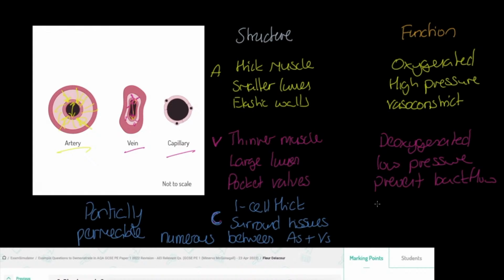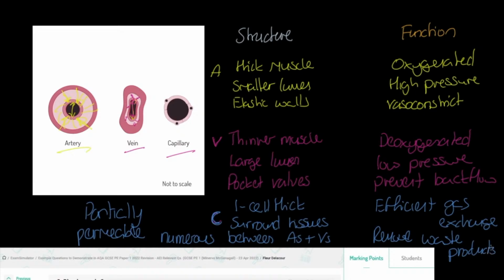Second, the function of these things, we get efficient, and I really encourage you to include that word, gas exchange. Now, again, you can talk about diffusion and permeability here. That's absolutely fine. But the other thing that these ones do is they remove waste products. I mean, not actively. It happens via them, I suppose, is what you would say. And of course, that's in that gas exchange down the diffusion gradient type concept.